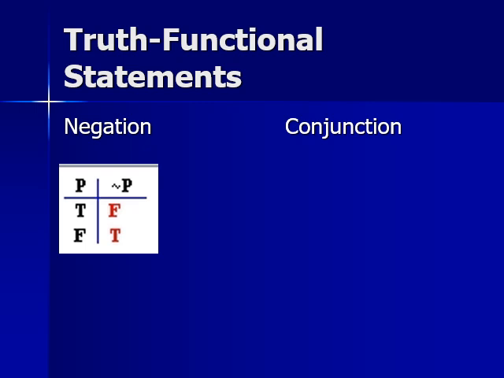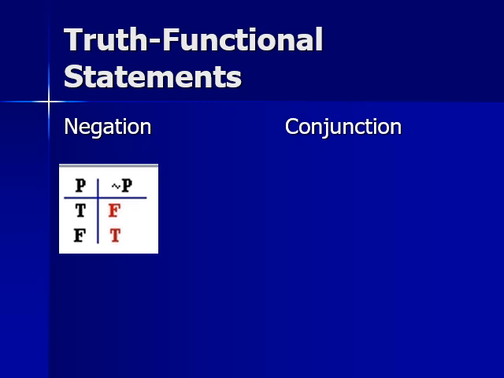Well, if P is true, then not P is false. And therefore it's marked with an F on that line. On the other hand, if P is false, then not P is true. That's pretty simple. That's the simplest case of a truth functional statement, where you have just a single atomic statement and a single logical operator, the negation or the not operator.